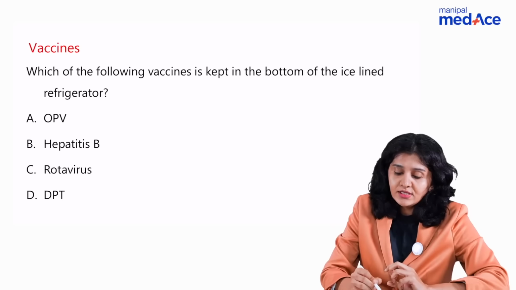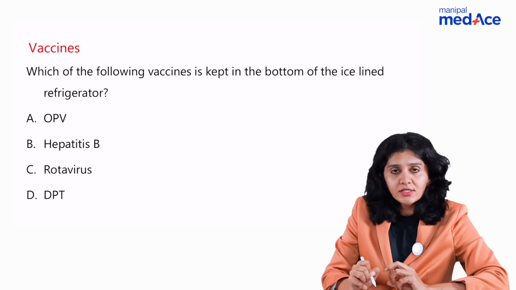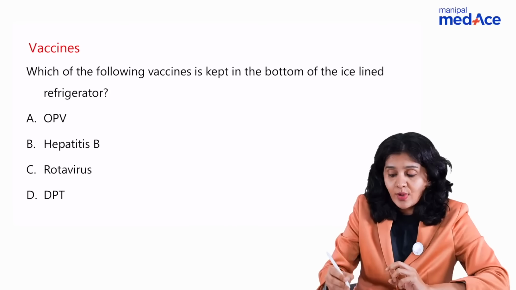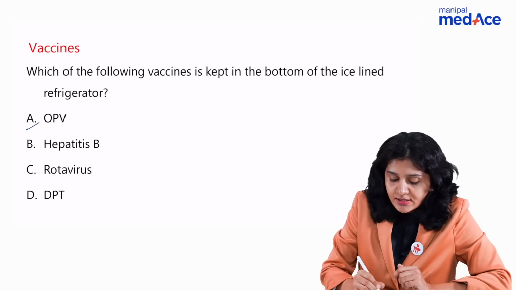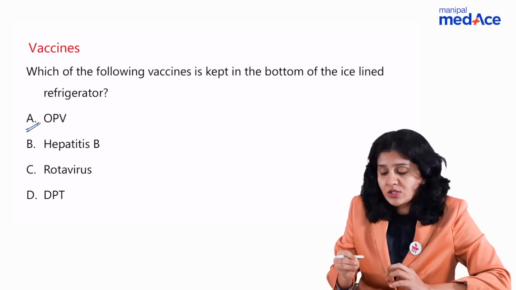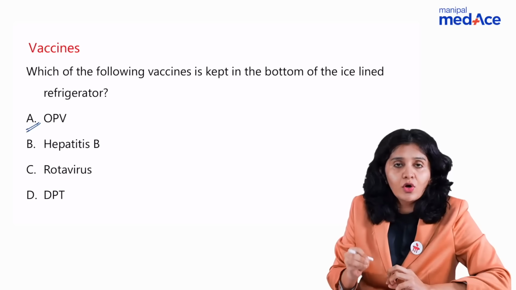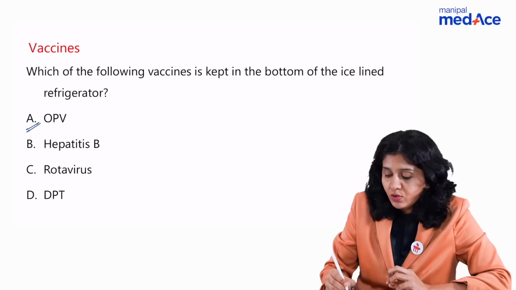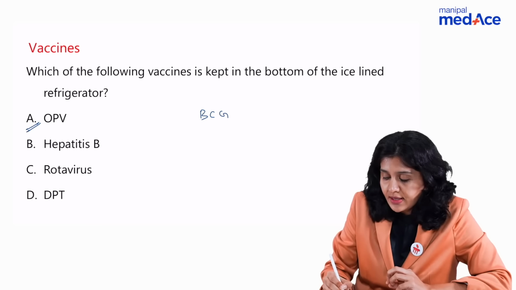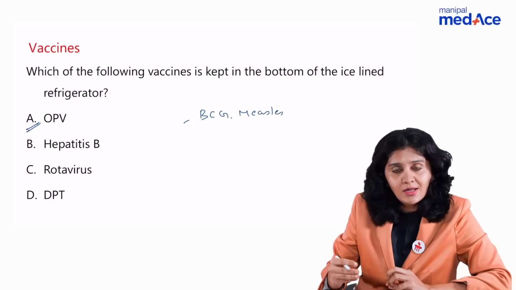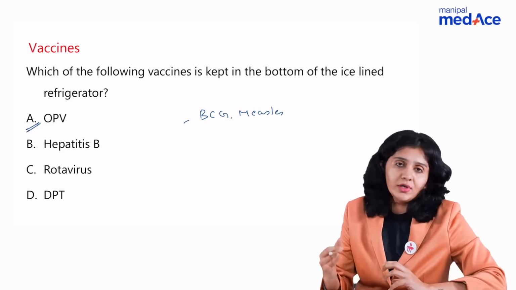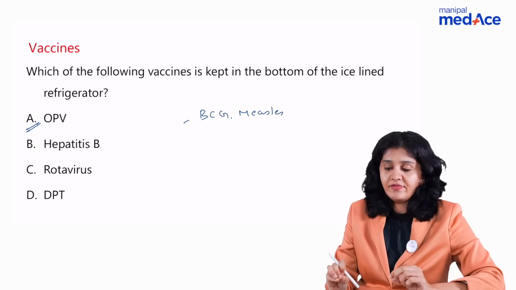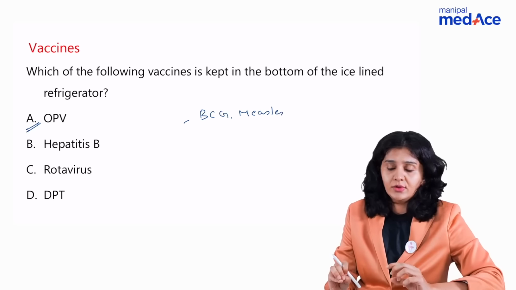So heat sensitive vaccines should be kept at the bottom. Is it polio, hepatitis B, rotavirus or DPT? What are the heat sensitive vaccines? It is polio. The most heat sensitive vaccine is polio. So the correct answer is this. What are the other vaccines which are kept at the bottom of the ice-lined refrigerator along with OPV or just above OPV? You can keep BCG and measles, right? Rotavirus is above that, and hepatitis B, DPT, that is T series vaccines, come above that, right? So at the bottom of the ice-lined refrigerator, you're going to keep the polio vaccine, okay?